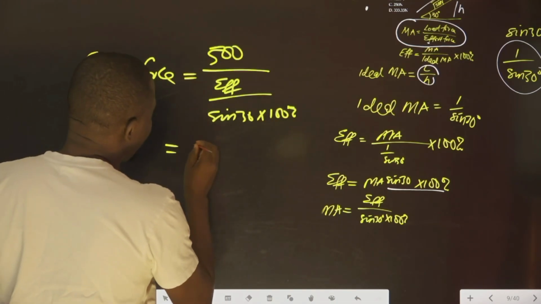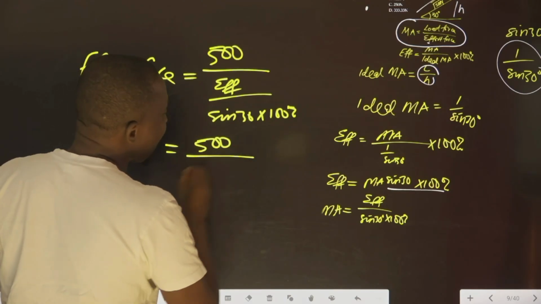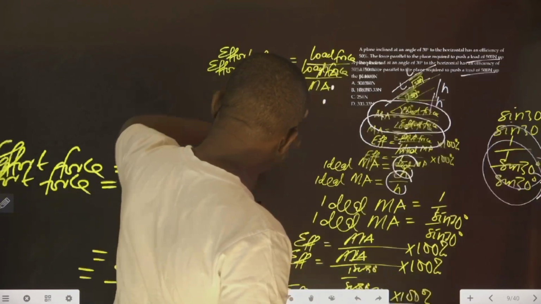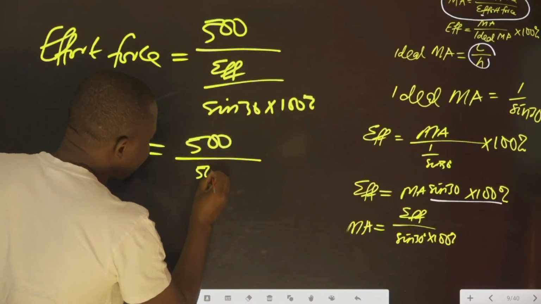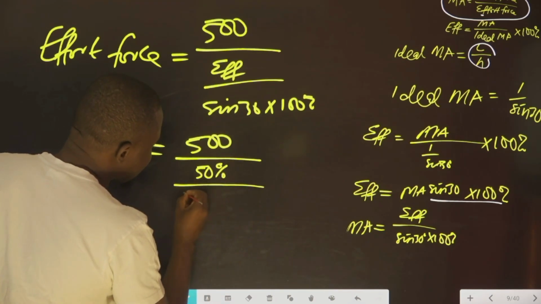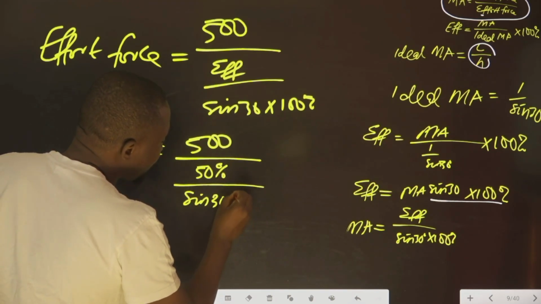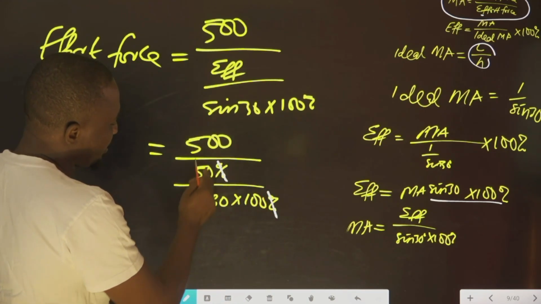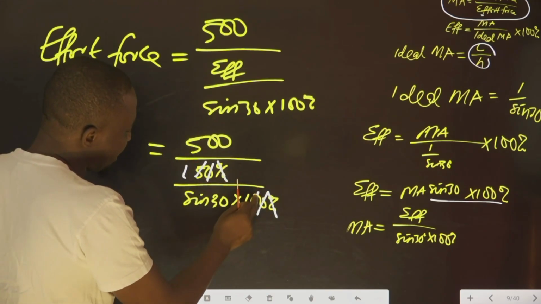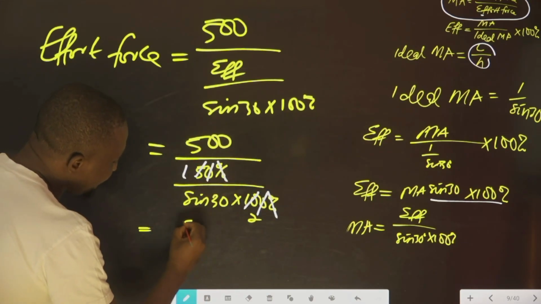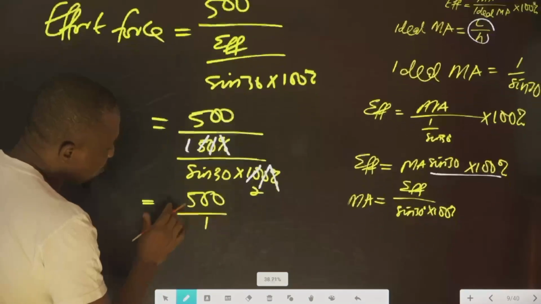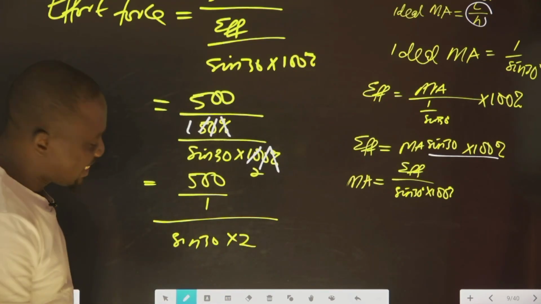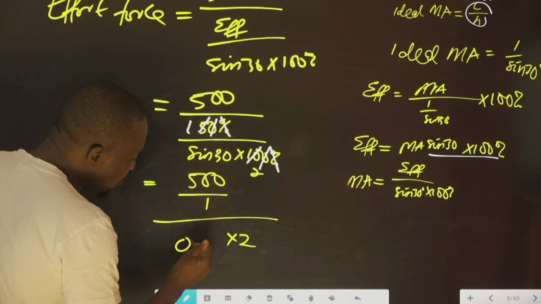Okay? So therefore, 500 over efficiency. What is the efficiency? 50%. Let's put that 50% efficiency. So here is 50% over sine 30 multiplied by 100%. You agree with me? This will cancel this. This will cancel this. This here 1, this here 2. So therefore I have 500 over 1 over sine 30 times 2. What is actually sine 30? Sine 30 is 0.5.